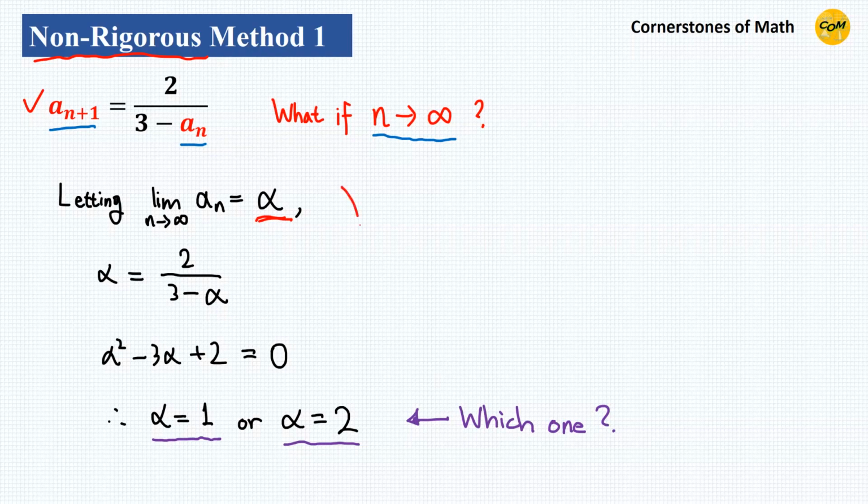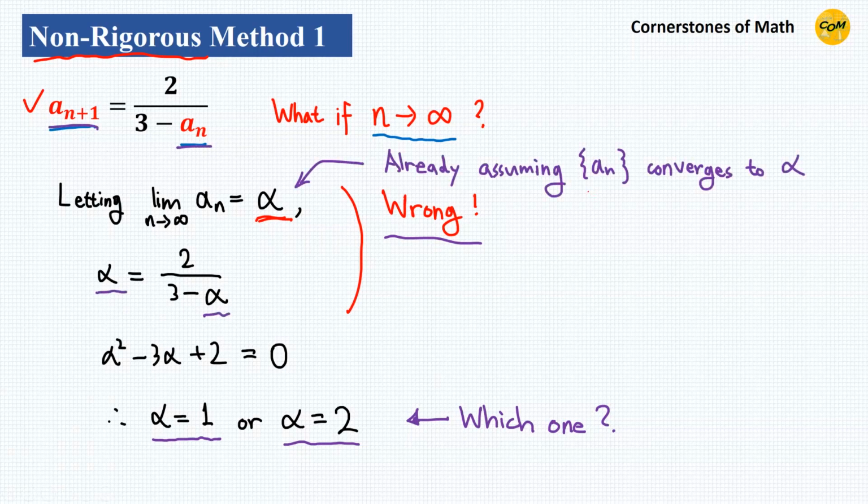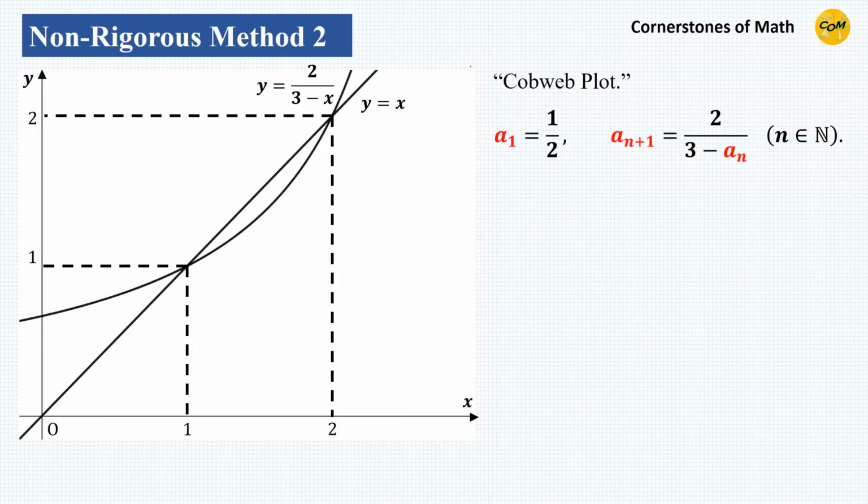Here we already encounter a problem that we cannot determine which one of these two is the correct value of the limit. Moreover, using this method in this problem is straight up wrong, because in the process of substituting a_n and a_{n+1} with alpha, we already assume that this sequence actually converges. But it is not stated or already proved that the given sequence actually converges, which means that we cannot simply use this method.